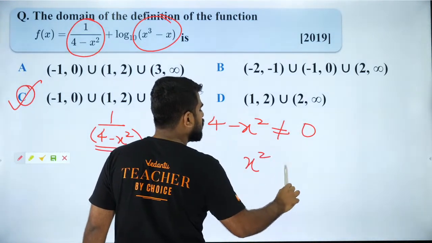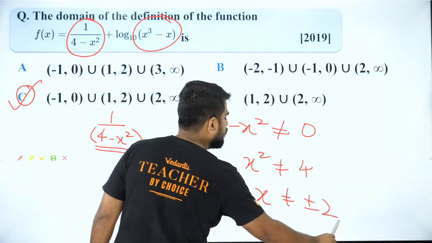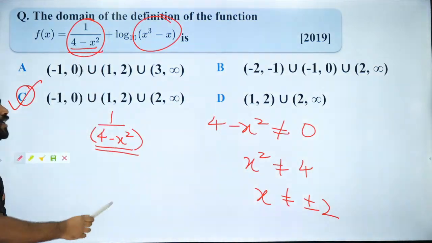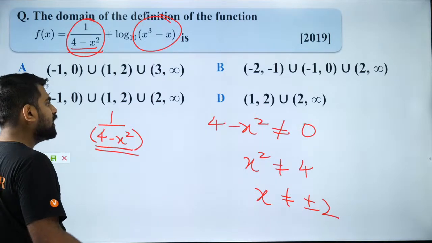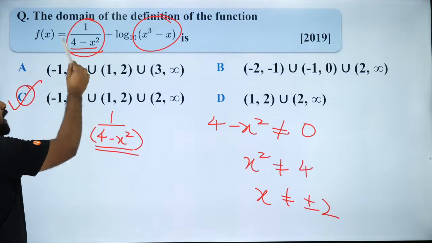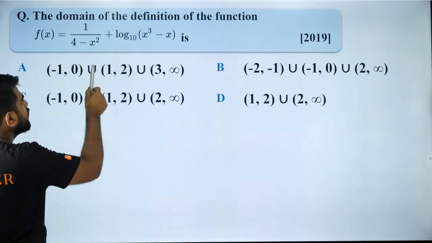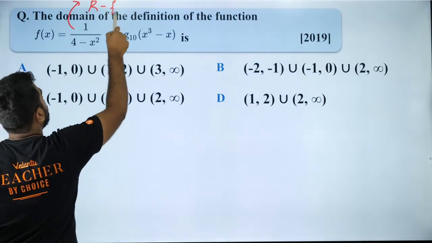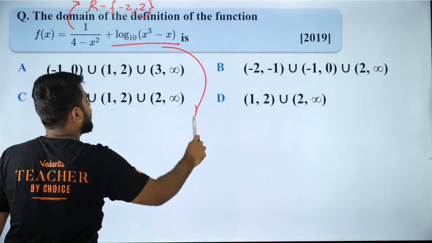So x square cannot be 4. That means x cannot be plus or minus 2, because if x is plus or minus 2, I will have a 0 in the denominator, which is a problem for me. Did you all understand that? That's all you need for the first part. So the domain of the first part is all real numbers without minus 2 and plus 2. That's it.